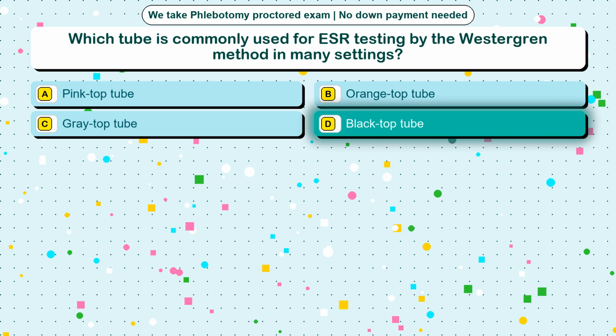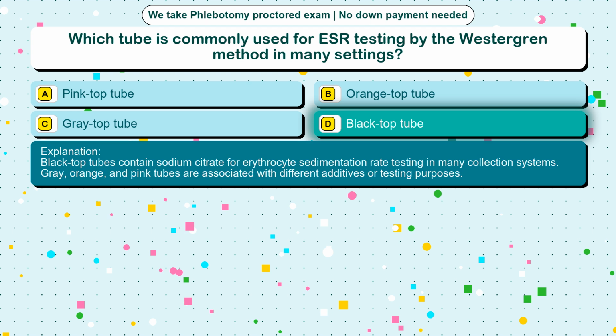The correct answer is option D. Black top tube. Black top tubes contain sodium citrate for erythrocyte sedimentation rate testing in many collection systems. Gray, orange, and pink tubes are associated with different additives or testing purposes.